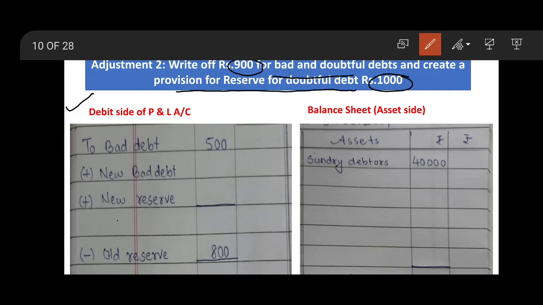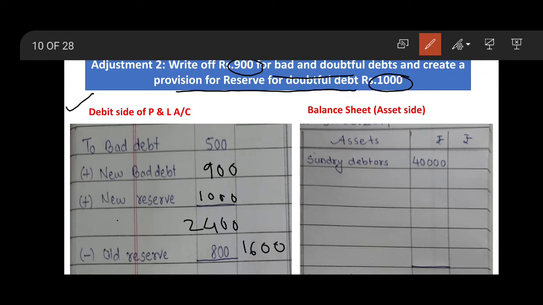As I told you before, in the fixed format you are given new bad debts and new RDD. 900 is our new bad debts, so right in front of new bad debts 900, and this 1000 is new RDD. New reserve means new RDD, so in front of new reserve you will write 1000 rupees. 500 plus 900 plus 1000, you get 2400 in the inner column only, and priorly we have written old reserve, less old reserve 800, so after deduction in the outer column you'll get 1600. This was all about first effect.